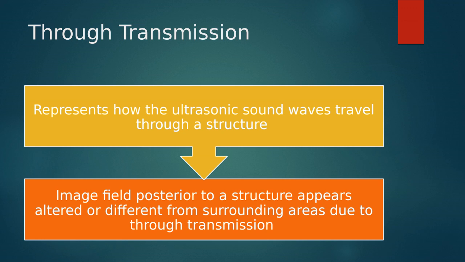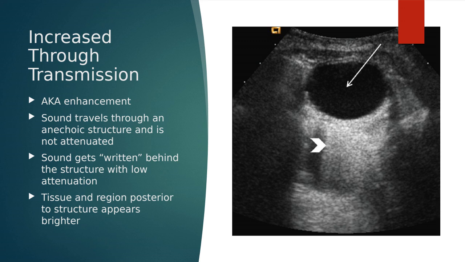Usually we're going to see things become either brighter in that posterior region, darker in that posterior region, or unchanged in that posterior region. When we have an area that is brighter in that posterior region, this is how we term increased through transmission. This is also known as enhancement. We typically use the term enhancement a little more than increased through transmission. It's just a little easier to say.